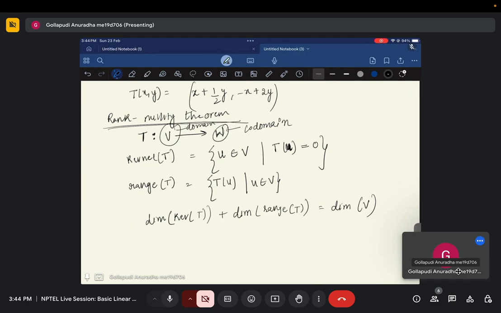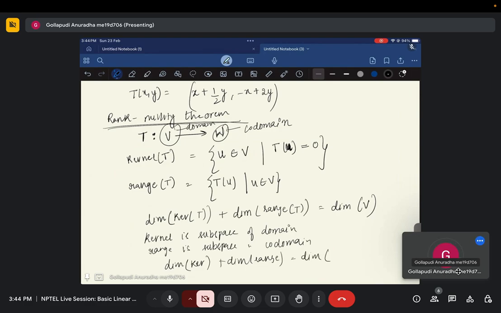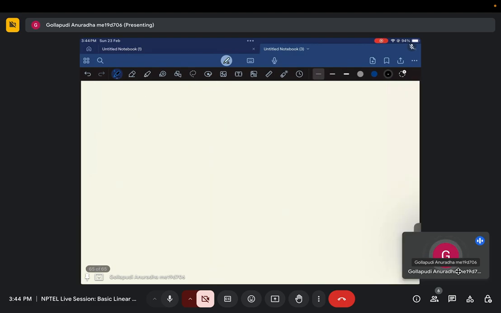Okay, so basically the kernel is a subspace of the domain, and the range is a subspace of the codomain. The dimension of the kernel plus the dimension of the range is going to give you the dimension of the domain. Okay, so based on this, let's see one question.